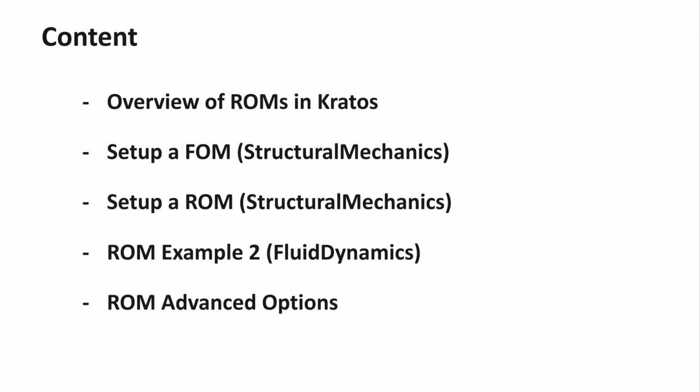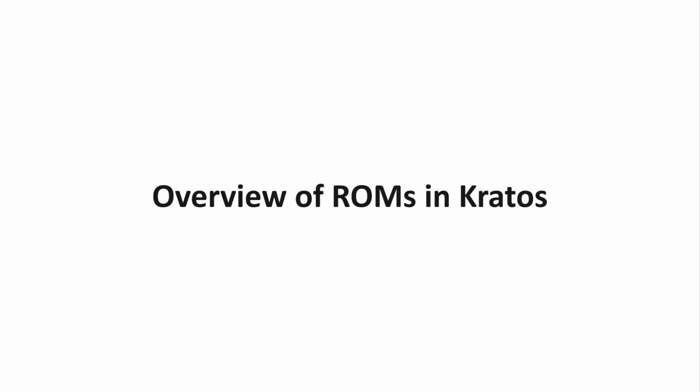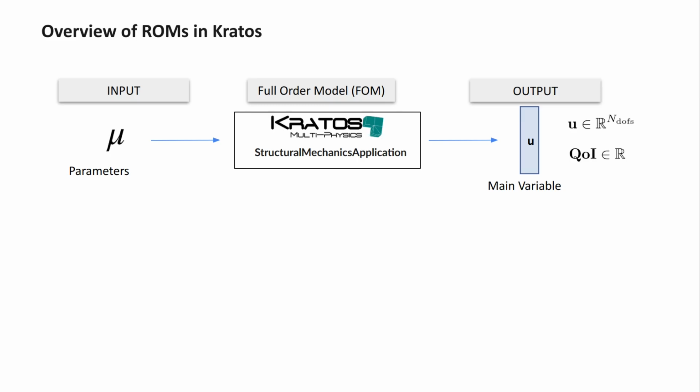We start here by focusing on an overview of ROMs in Kratos. So, this is the scenario that we are interested in. There is a full order model. This is a standard Kratos simulation. For this example, I have chosen a structural mechanics application simulation. This simulation gives me a solution U, which could be the displacement at all degrees of freedom.